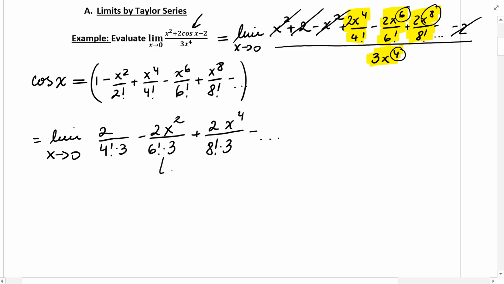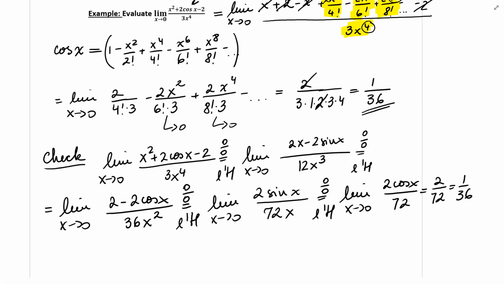Now, all these terms are approaching 0, so the term that is the answer is 2 over 3 times 4 factorial, which is 1 times 2 times 3 times 4. So it's actually 1 over 36.